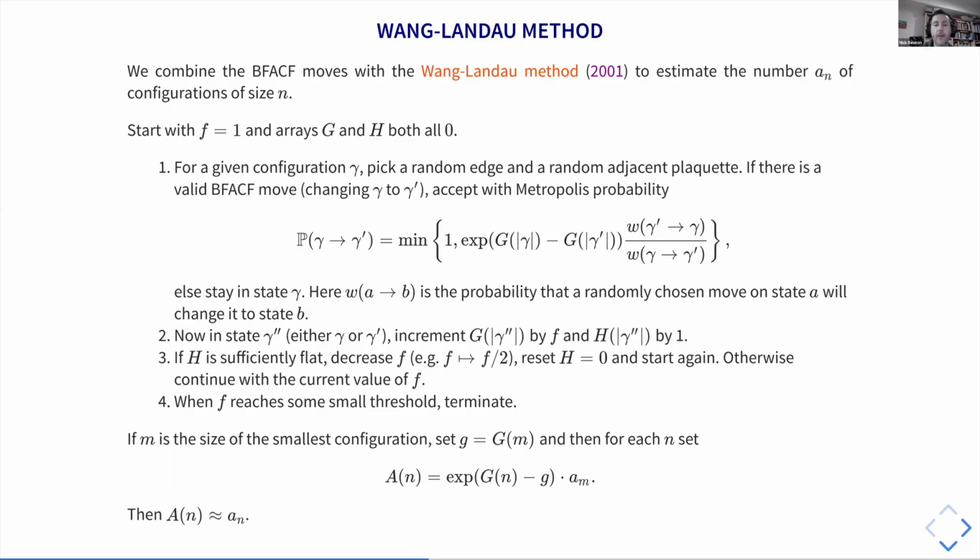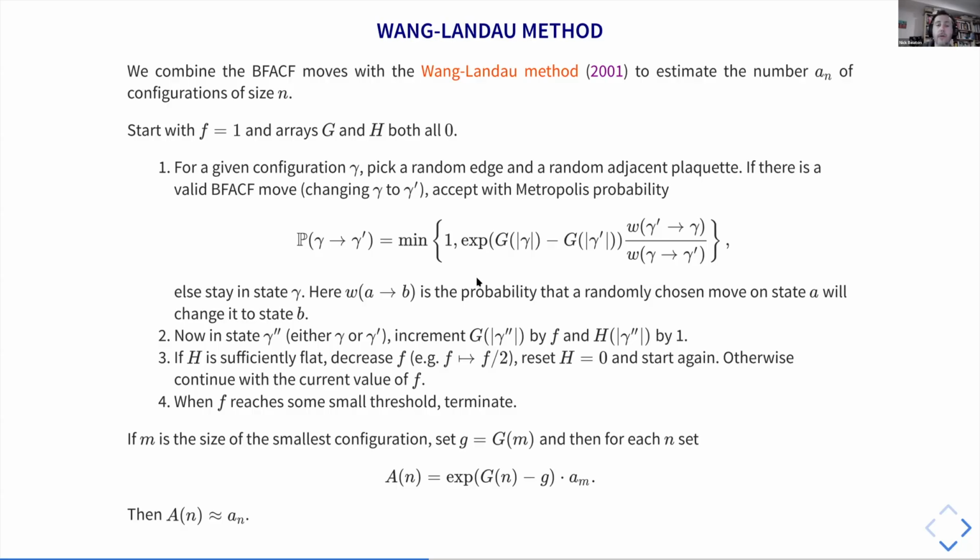Roughly the way it works, and you don't have to worry too much about the details, is that we're taking a configuration, and we're going to pick a random edge and a random square adjacent to that edge, or a random triangle adjacent to that edge. And we're going to ask, is there a valid BFACF move on that triangle? Suppose we started with some configuration gamma, and if we did that move, we would end up with a new configuration gamma prime. And then we want to know what's the probability of accepting that. We're going to just use a Metropolis probability.